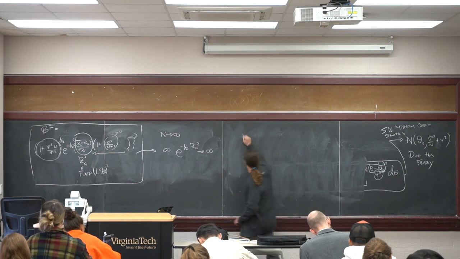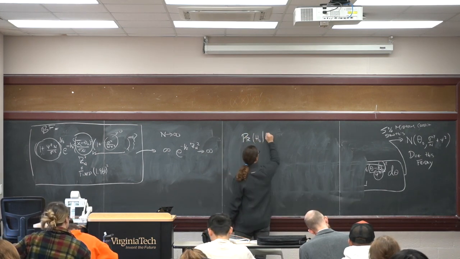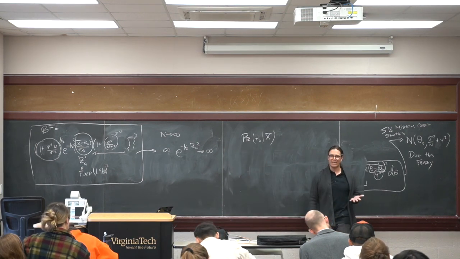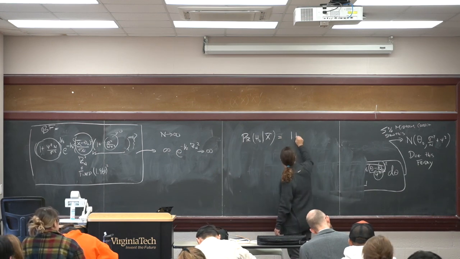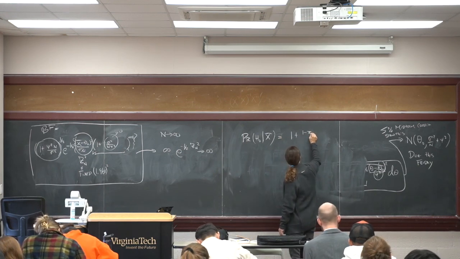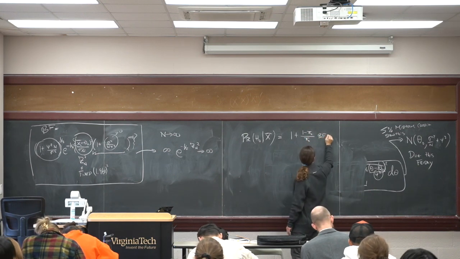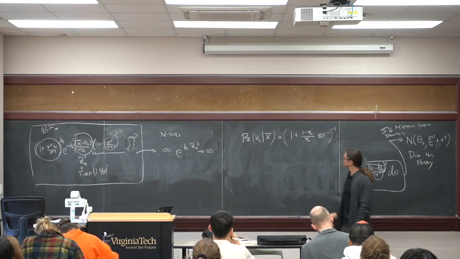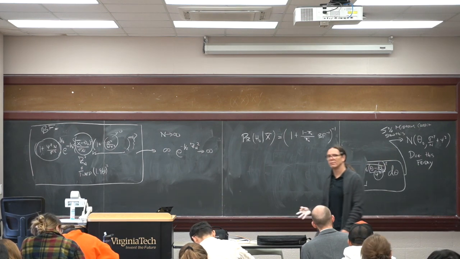So the posterior probability of the null, given all of our data, I'll write it down like this. This is what a Bayesian is giving you: 1 plus (1 minus pi naught over pi naught) times the inverse of the Bayes factor. So that's the posterior probability. This is really just Bayes' theorem in disguise.